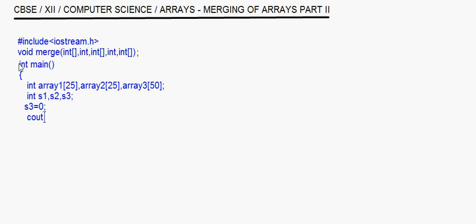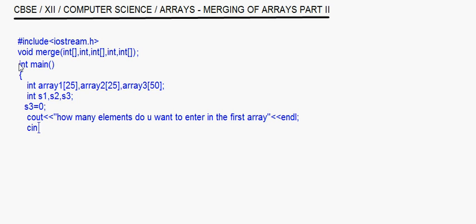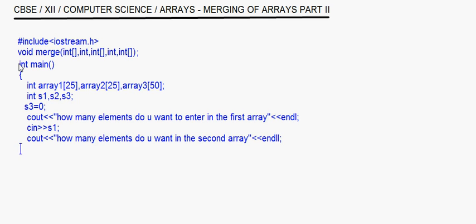Then cout: how many elements do you want to enter in the first array, and here we take cin s1. In the same way, cout: how many elements do you want in the second array, and this is cin s2.